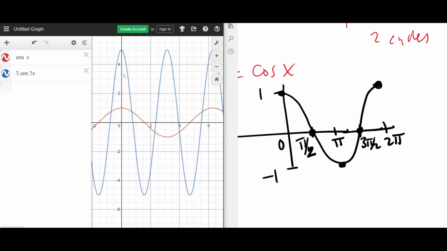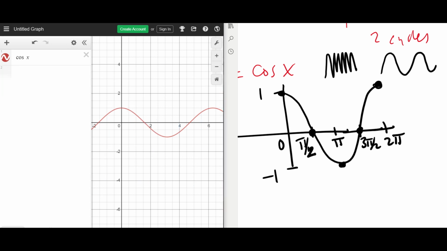And so notice that the blue graph is more compressed, almost like a spring. If you think of a spring, it's more compressed. If you think of a normal spring, this is very compressed, right? And then this spring is not as compressed. So notice the blue graph is more compressed horizontally than the red one, and that's why we said it was horizontally shrunk. Okay, so just a little visual of how that looks.